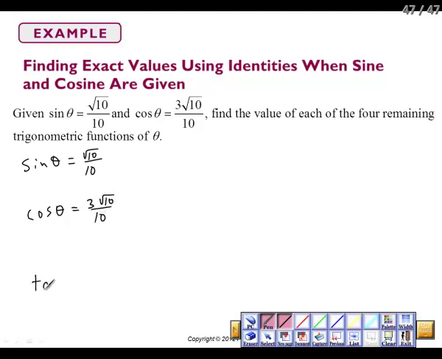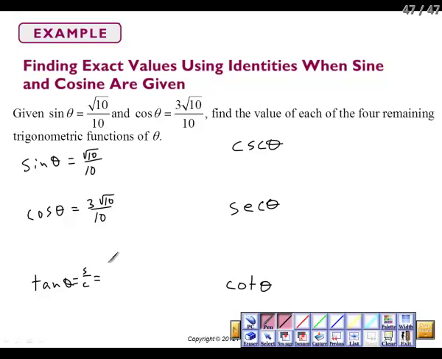and then we put here tangent, and we know that what's the reciprocal identity for sine? You should have said cosecant. Cosecant, and then what's the reciprocal for cosine? You should have said secant. And then cotangent is the reciprocal for tangent. So for tangent, you're going to use sine over cosine.